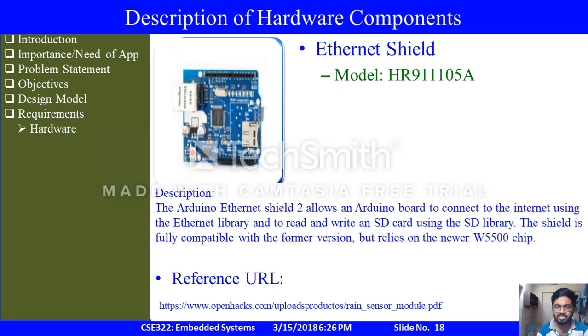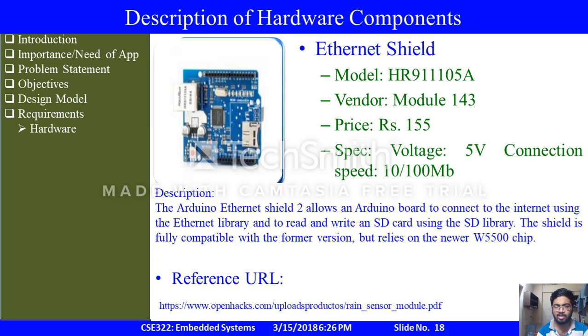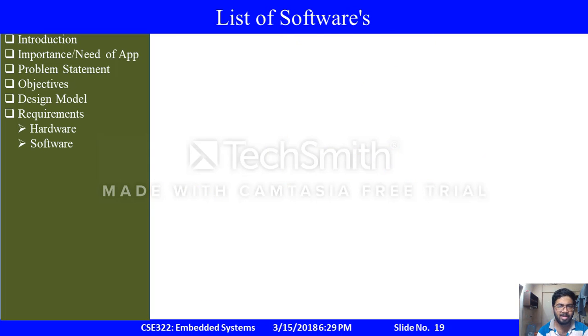The Arduino Ethernet shield 2 allows an Arduino board to connect to the internet using the Ethernet library and to read and write an SD card using the SD library. The shield is fully compatible with the former version but relies on the newer W5500 chip. The model name is HR911105A and its price is nearly 155 rupees. Its specifications are voltage 5 volts, connection speed 10 to 100 megabits. And these are the list of softwares.